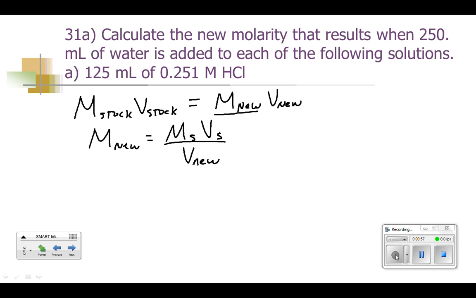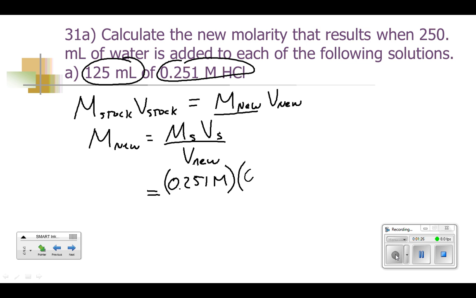All right, so we have these numbers, or at least we can find these numbers. We have the molarity of the stock solution. That would be this that's given right here, so that's 0.251 molarity HCl. And we're going to multiply that by the volume of the stock solution. That's this number right here. Now, we don't have to change it, but let's go ahead and change that into liters. We just move the decimal point over 3. We'll see in a minute why we don't have to change that.